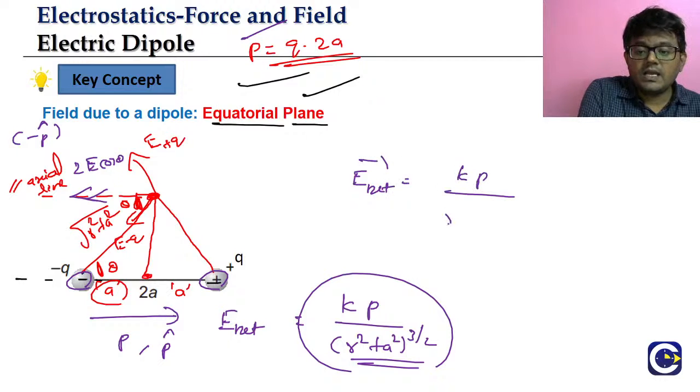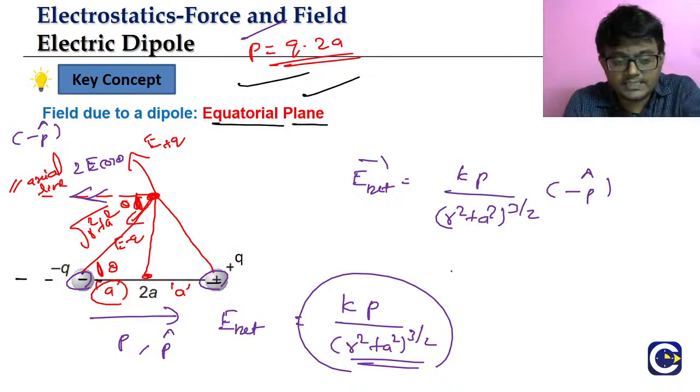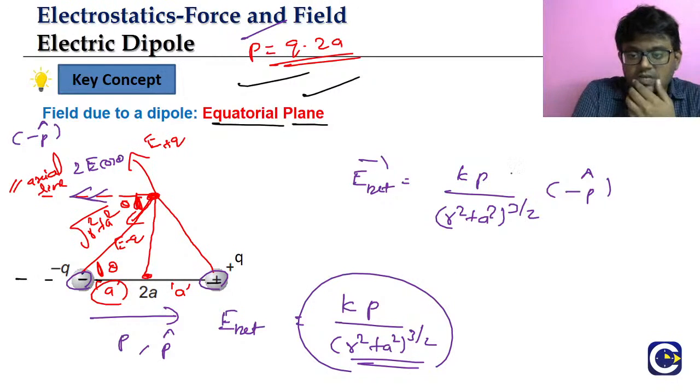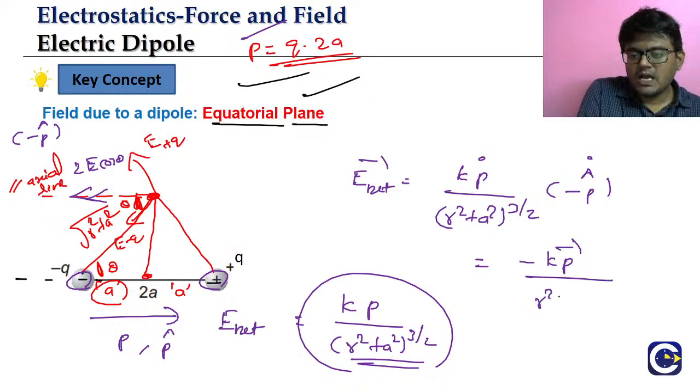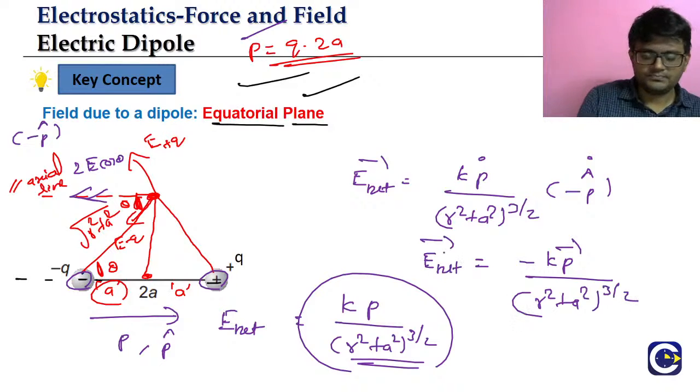kp by (r square plus a square) whole power 3 by 2 into minus p cap. Why does minus p cap come? Because this is towards the left side. So look here, p into p cap can be written as p bar. So minus kp bar by (r square plus a square) whole power 3 by 2. This is the net electric field in the vector form.